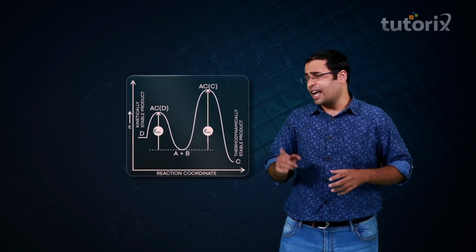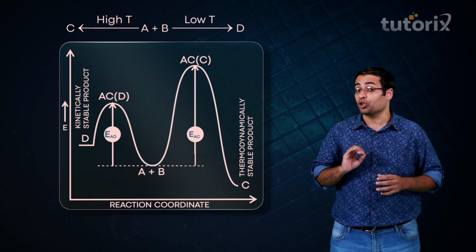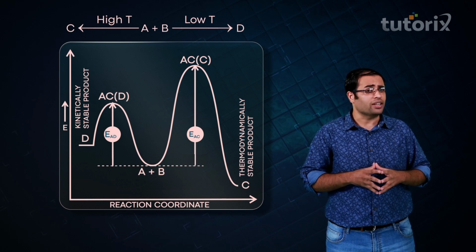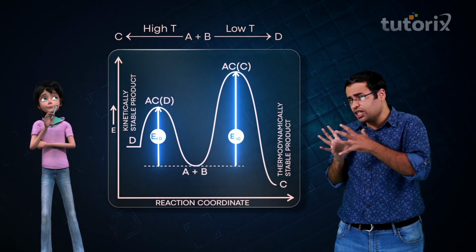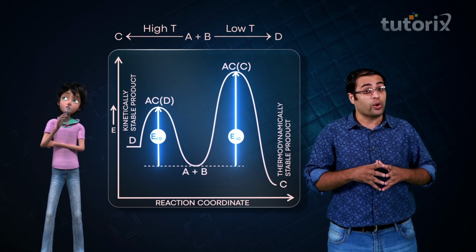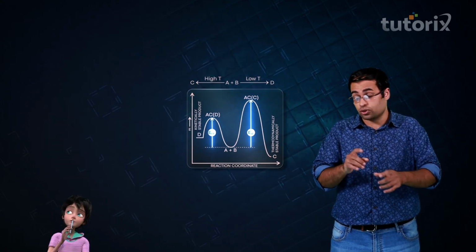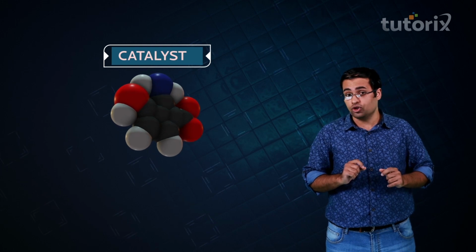So now we know that activation energy decides which product will form at which temperature. But at this point, a question should arise in your minds. And that is, can we somehow change this activation energy? Well, the answer to that question lies ahead. And ahead we will learn about a substance called catalyst, which in fact can change activation energy.